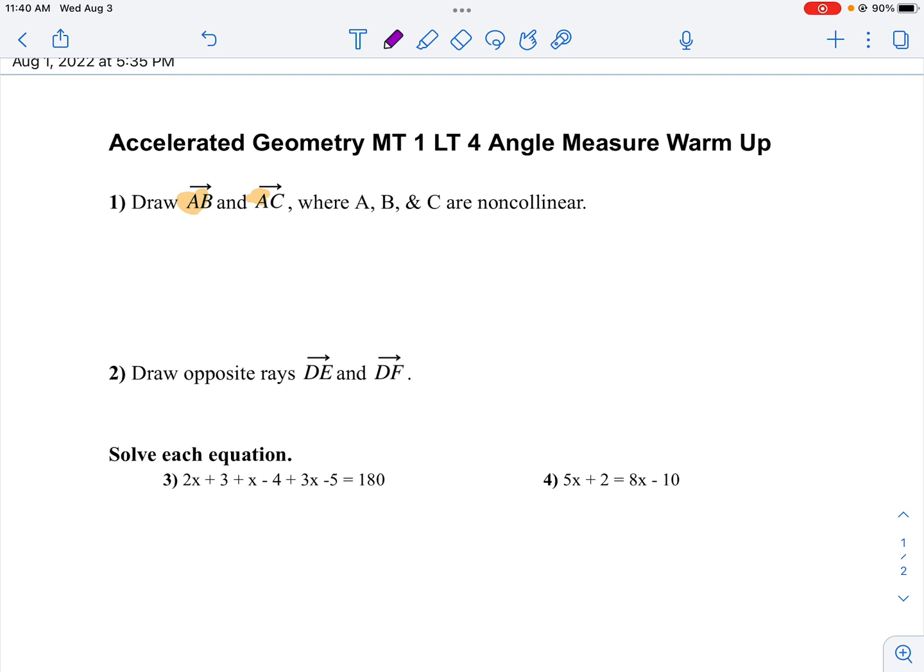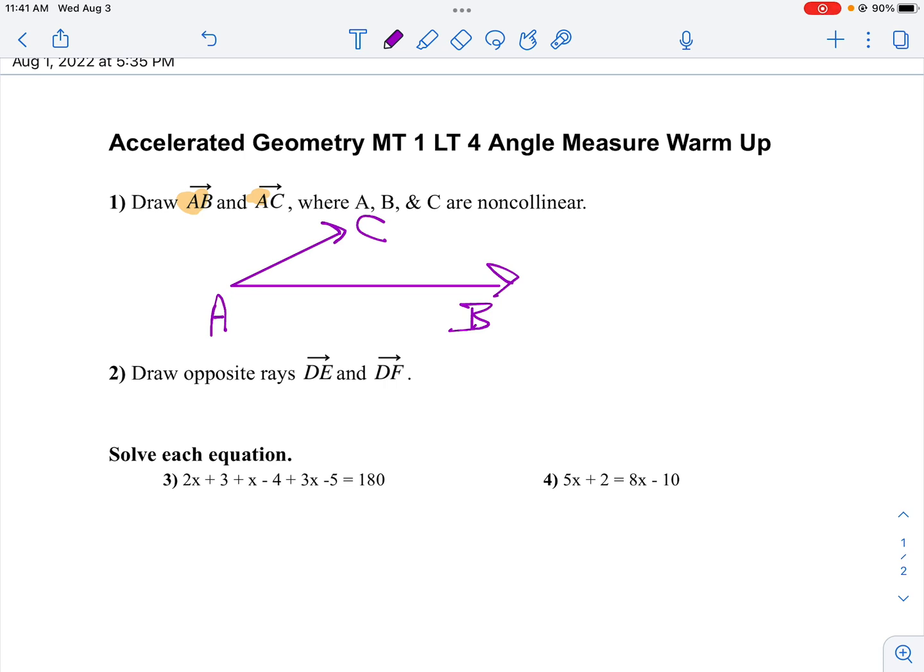Now remember, when you draw a ray, the beginning point is where your endpoint is. So there's ray AB. And I'm going to put AC, but I don't want them to be collinear, so I'm going to put C up here. In other words, when I tell you to draw ray AB and ray AC, I'm actually asking you to create angle A, or angle CAB.